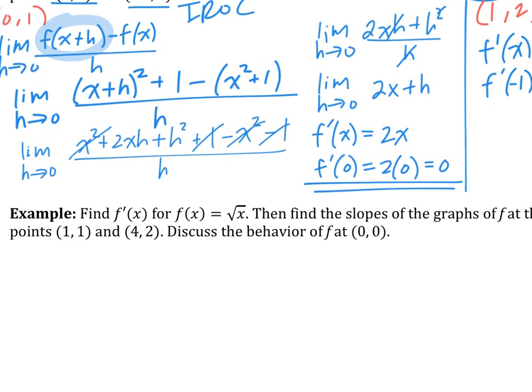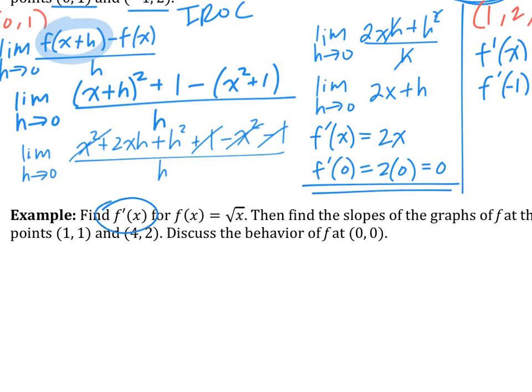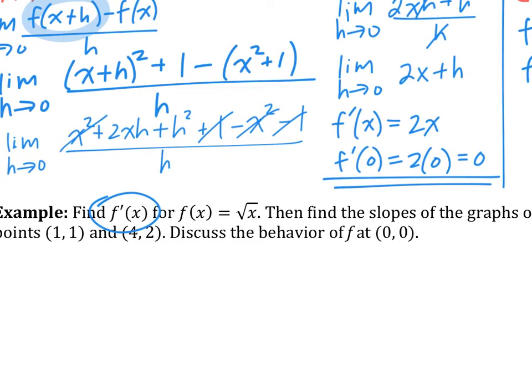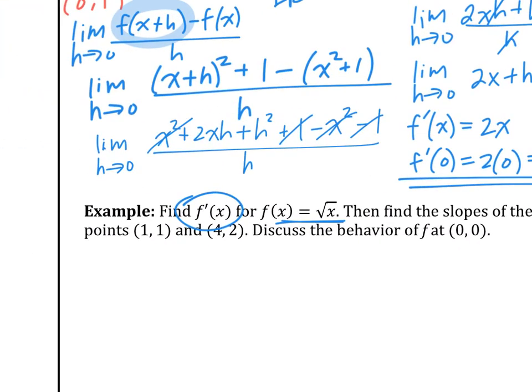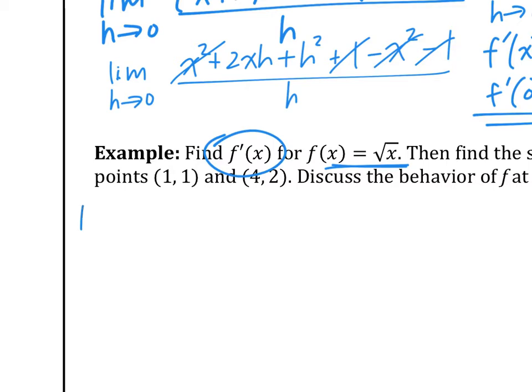All right, let's try another one. Find f prime of x. What is f prime of x? The derivative. Is it IROC or AROC? IROC. The derivative is always IROC. Okay, so let's do that first. Take out the IROC formula. Sorry, not x, h. h goes to 0. f of x plus h minus f of x over h.